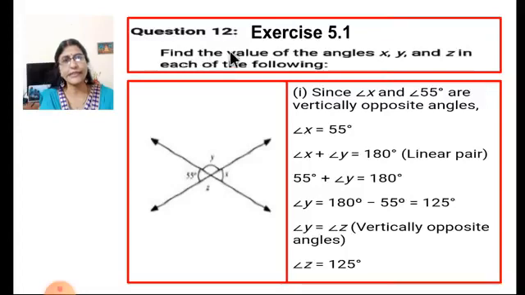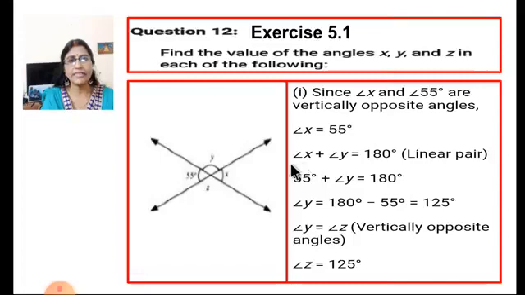And the question is, find the value of the angles X, Y and Z in each of the following. So this is the figure given and you have to find out the value of X, Y and Z. Now here you can see angle X and here this is 55 degree. So these two angles are vertically opposite to each other. So they are called vertically opposite angles. So as this angle is 55 degree, angle X also will be 55 degree. So angle X is equal to 55 degree.